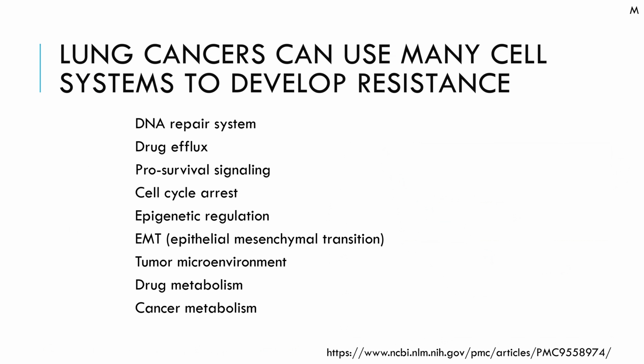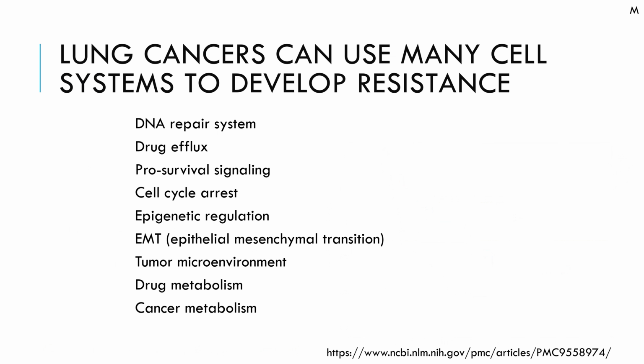We have DNA repair systems. Things that would normally fix mutations can be turned off, or things that are regulating the quality of intact DNA sequences can be misregulated. Drug efflux, pro-survival signaling, cell cycle arrest, what's killing it, what's stopping it, epigenetic regulation, things like methylation, epithelial mesenchymal transition. Paul, what's that one? That is a reversion back to a stem cell characteristic.